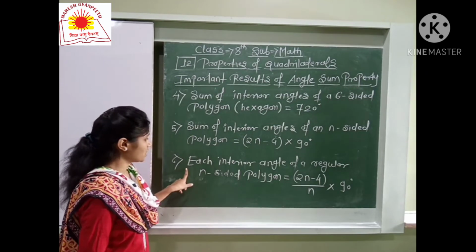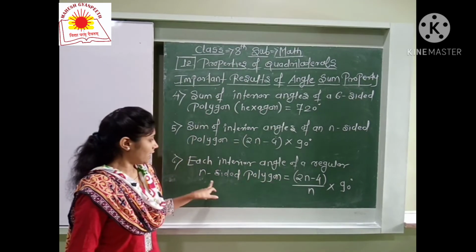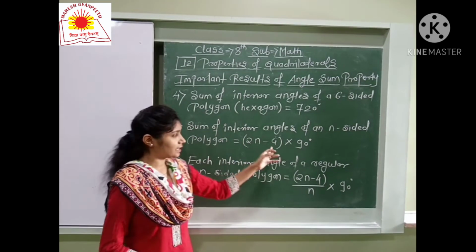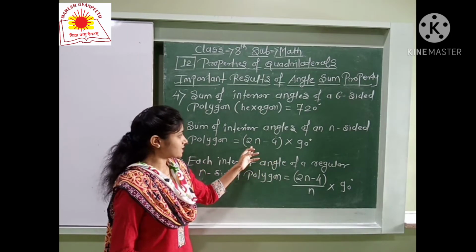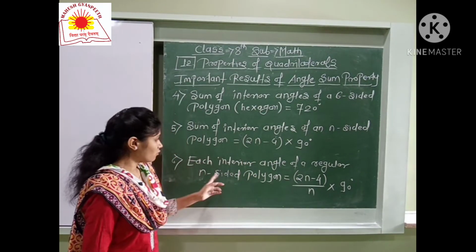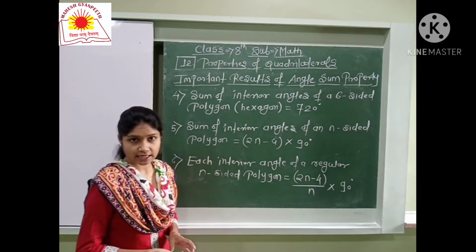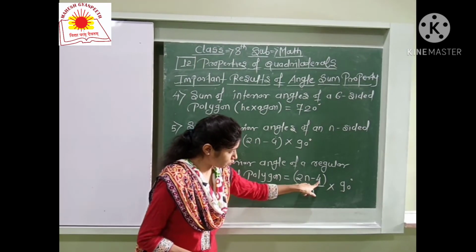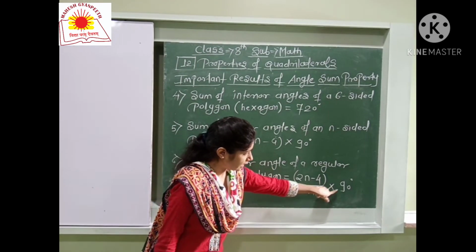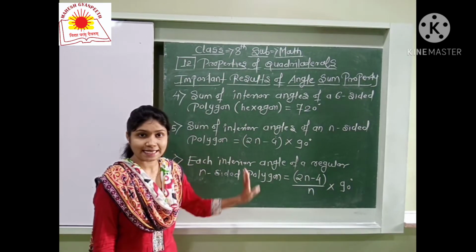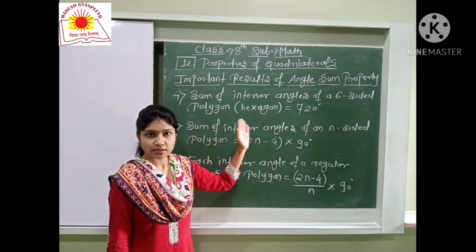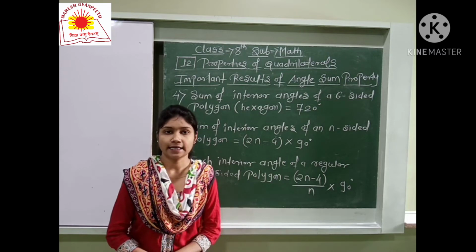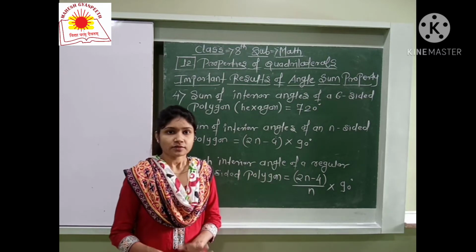And the last one is each interior angle of a regular n-sided polygon. Which formula? To find the sum of the interior angles, you use twice n minus 4 multiplied by 90 degrees. And what about each interior angle? Each interior angle, you use twice n minus 4 upon n, multiplied by 90 degrees. This formula you use for each interior angle, and for the sum of the interior angles, you use twice n minus 4 multiplied by 90 degrees.